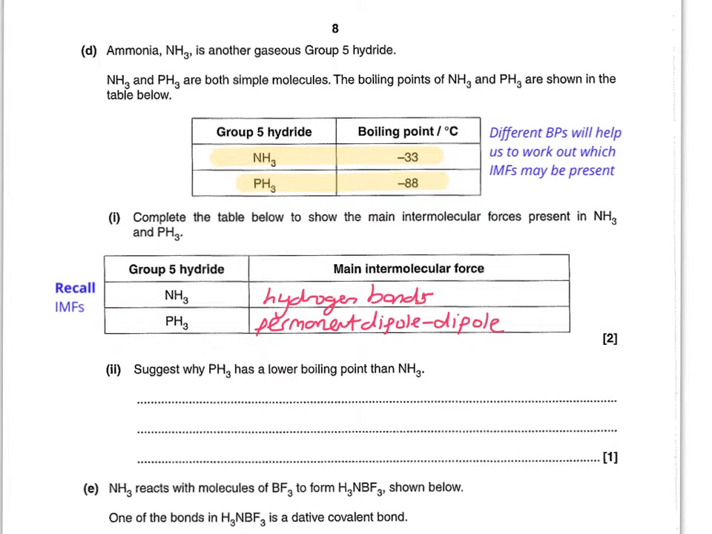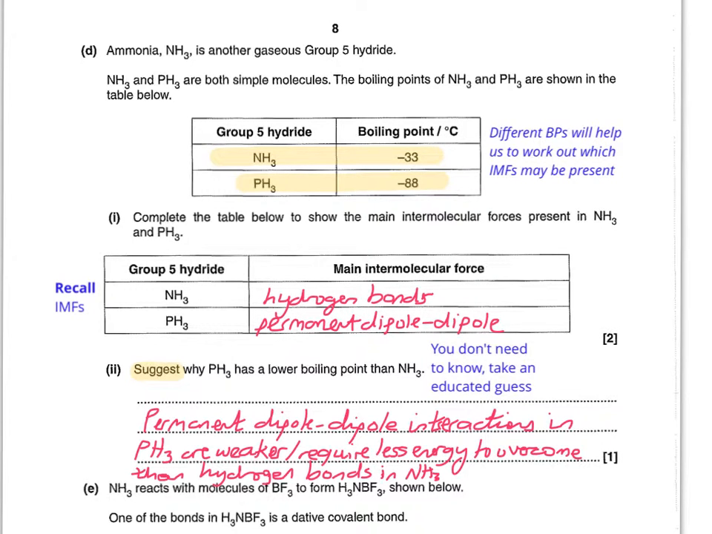And then it says suggest why PH3 has a lower boiling point than NH3. So where it says suggest, that means that you don't need to actually know this, but just take an educated guess using knowledge you already have. Because the question is comparative, in other words it mentions a lower boiling point than, you need to mention both of the things that are mentioned in the question in your answer. So the permanent dipole-dipole interactions in PH3 are weaker or require less energy to overcome than hydrogen bonds present in NH3.